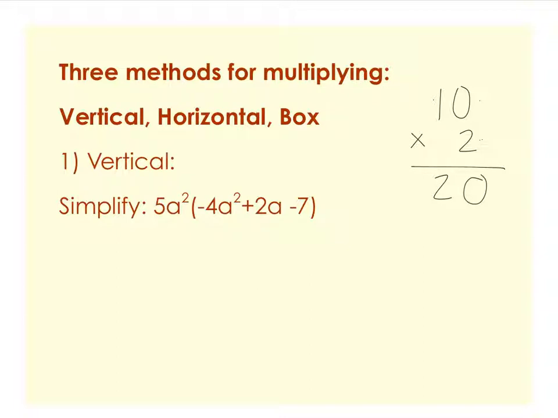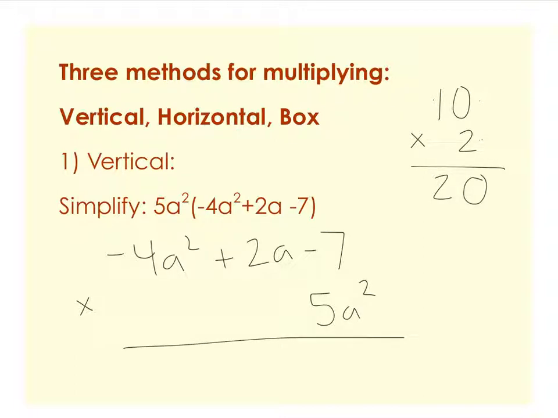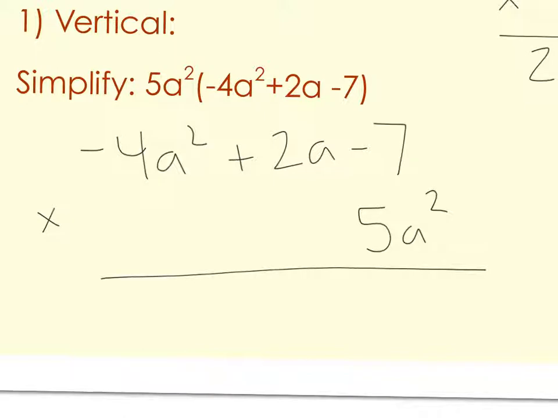So I'm going to list my larger polynomial first, negative 4a squared plus 2a minus 7, and then that times 5a squared. And if you notice, I'm lining up all of my terms vertically. I zoomed in a little bit so the problem is easier to see. And now let's go ahead and multiply.